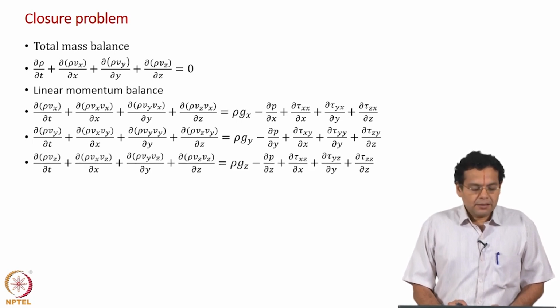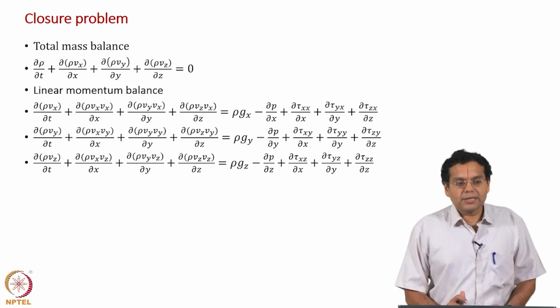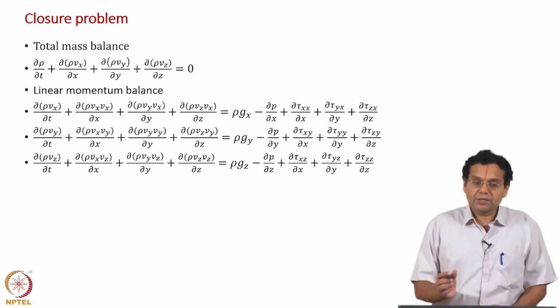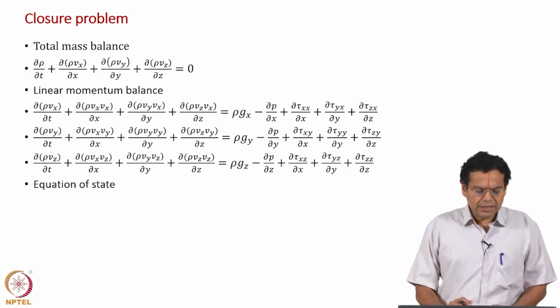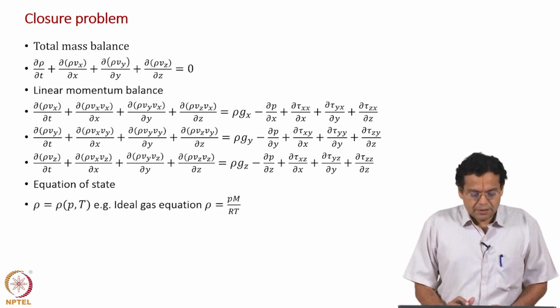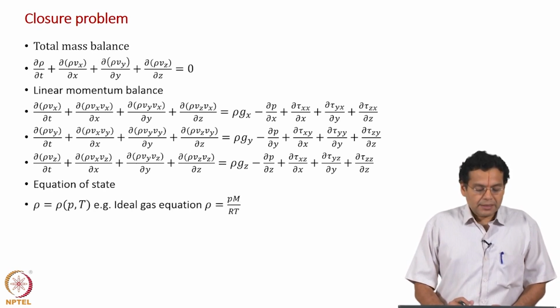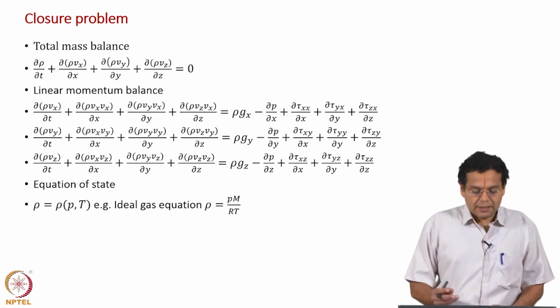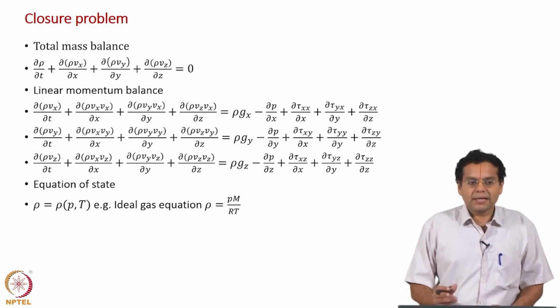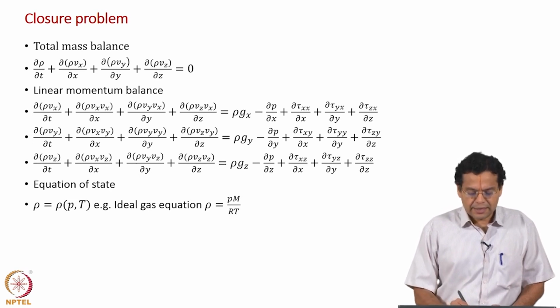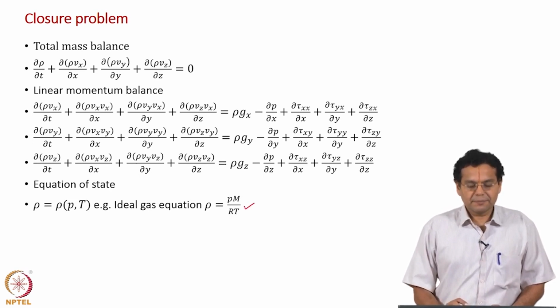And then remember this rho is the density. So, we need an equation of state, which we will have to include as well, which comes from a thermodynamics course. That equation of state could be an ideal gas equation or a non-ideal gas equation. For simplicity, for example, we take an ideal gas equation of state.